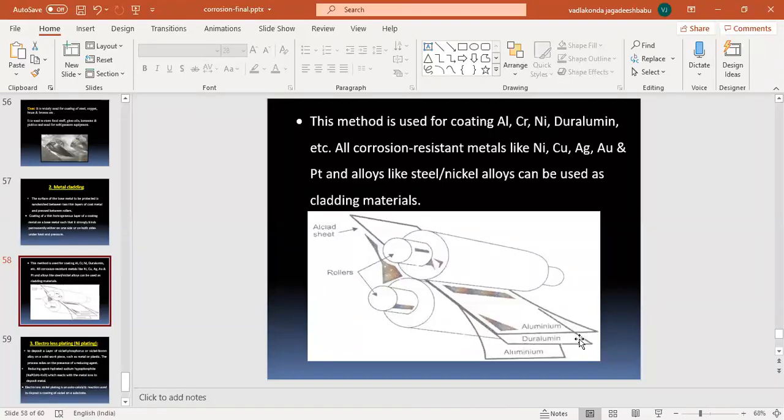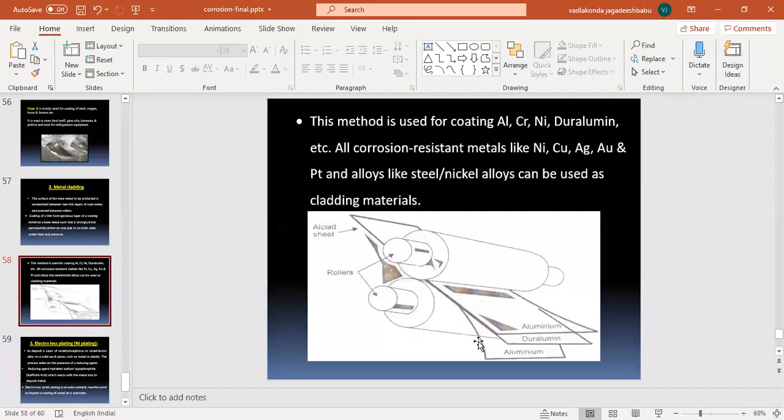This duralumin is the base metal. On both sides of the base metal, a dense and thick layer of the coating metal will be placed, and this will be passed through a pair of rollers, to press both sides of the base metal. The coating metals will be pressed, so that all three layers become one layer, and that is known as the metal cladding.